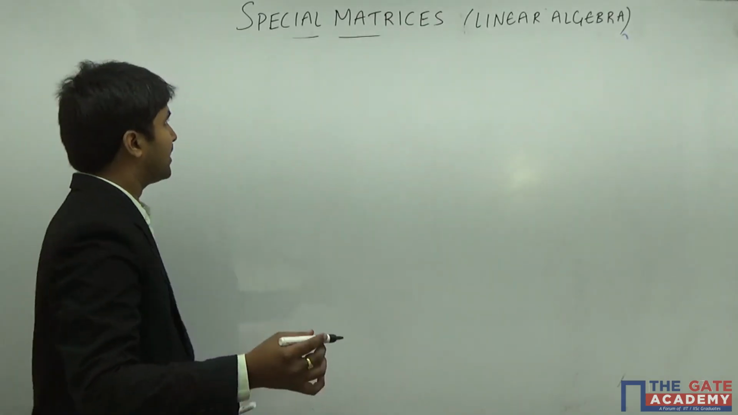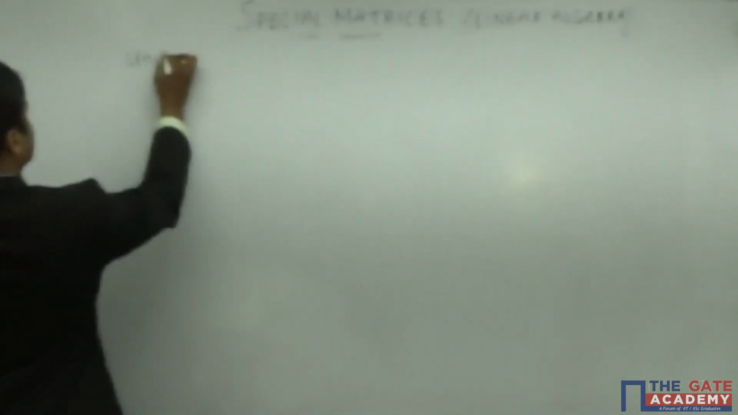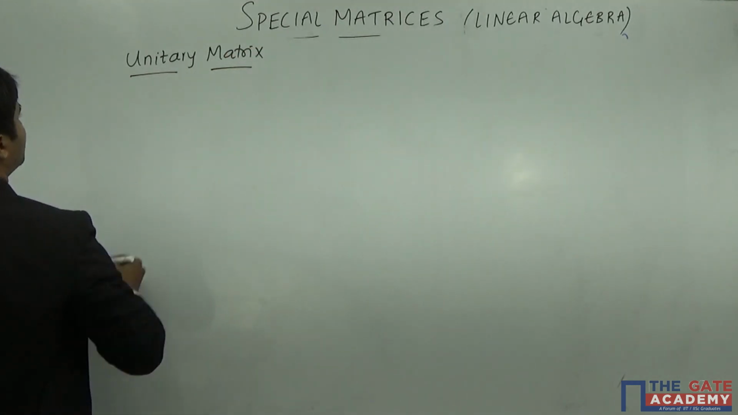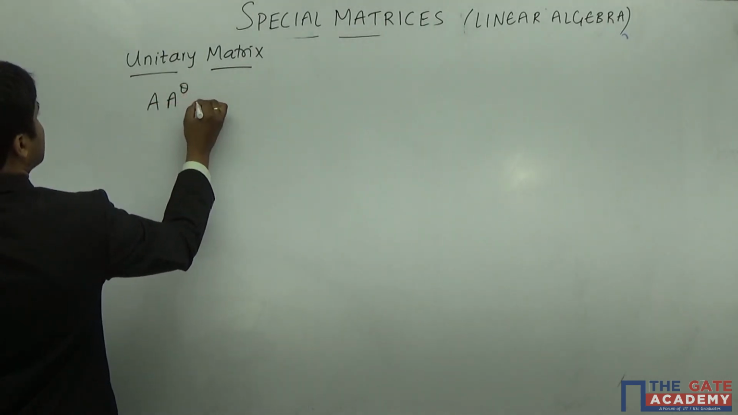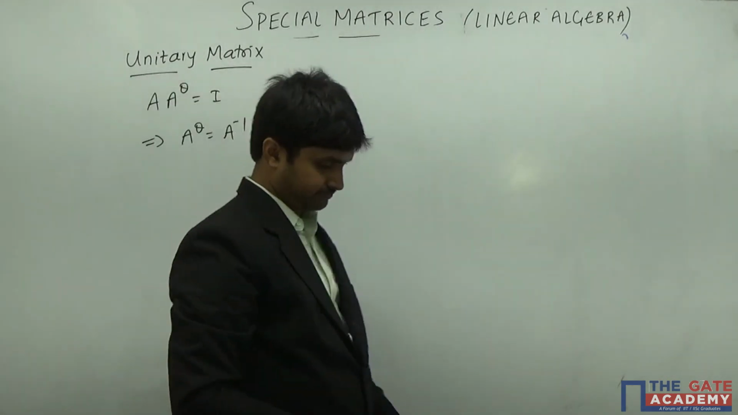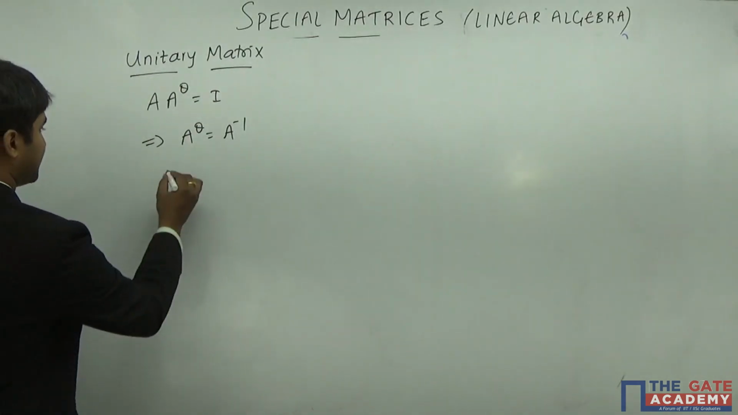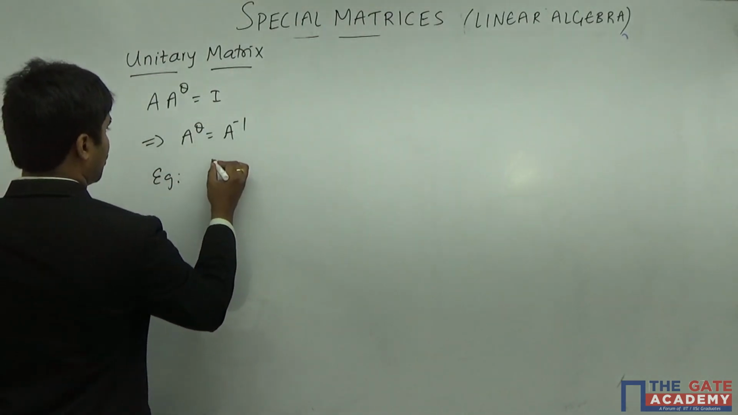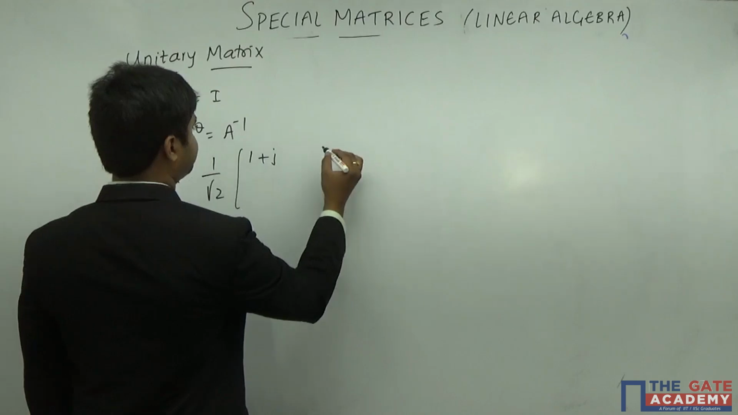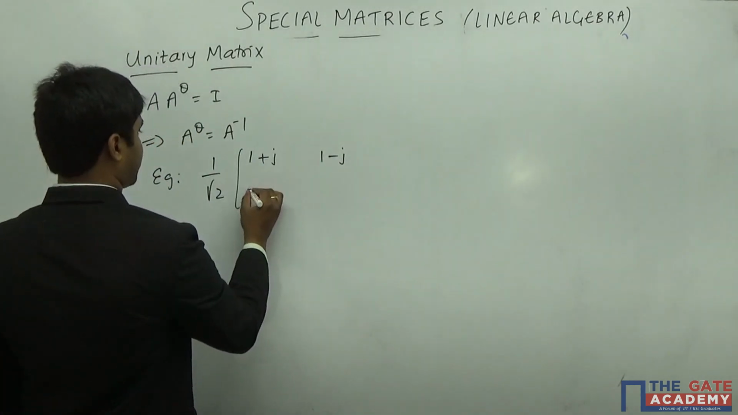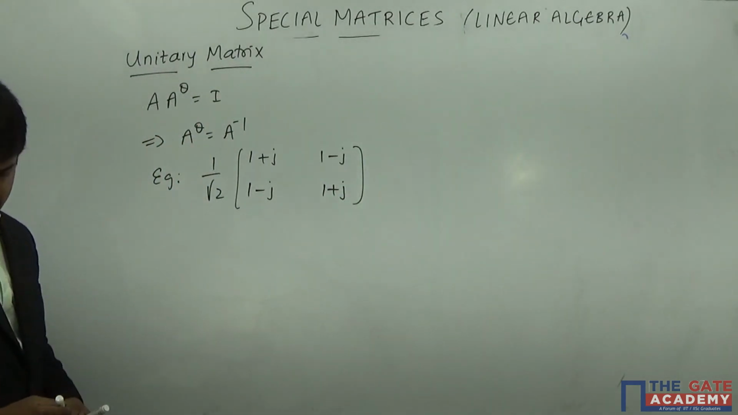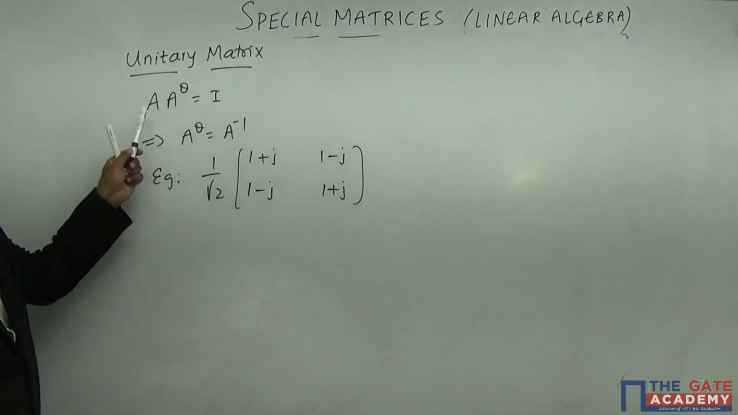So the last one is a unitary matrix. It is just like what we have discussed as an orthogonal matrix. In the case of a unitary matrix, A into A theta is equal to I, which implies that A theta should be equal to its inverse. The example that we can have is 1 by root 2 times 1 plus j, 1 minus j, 1 minus j, 1 plus j. This will satisfy the condition of a unitary matrix, which is nothing but A into A theta is equal to I.